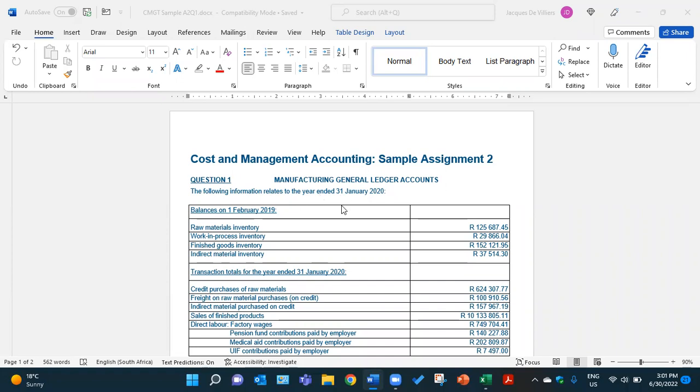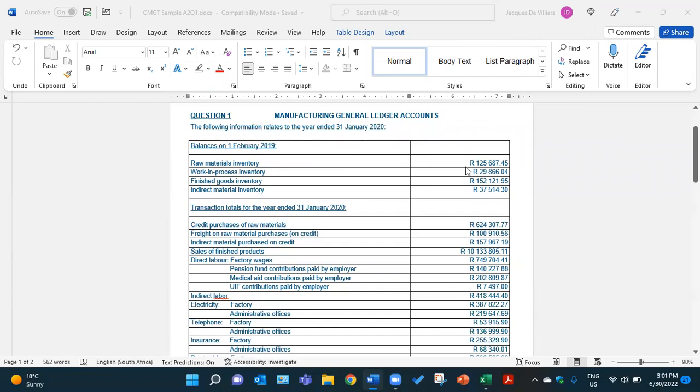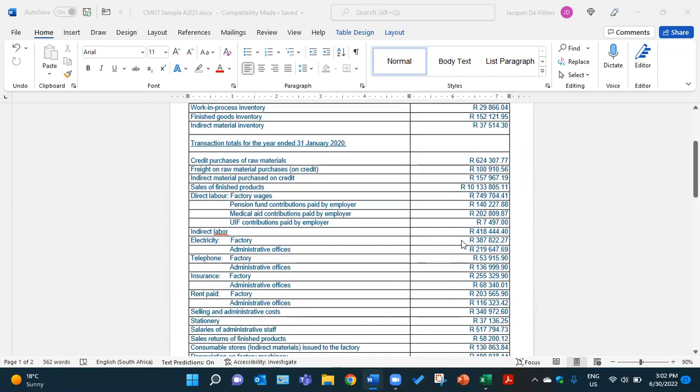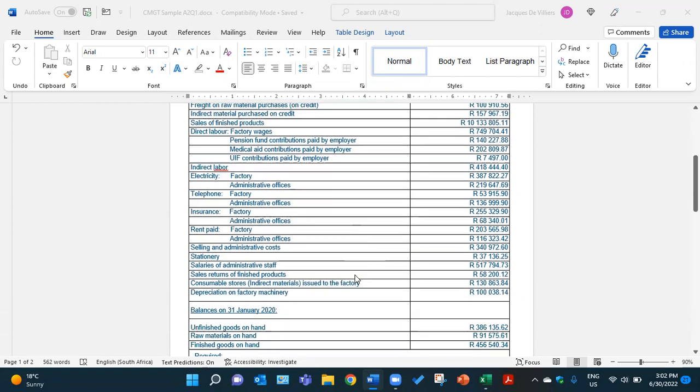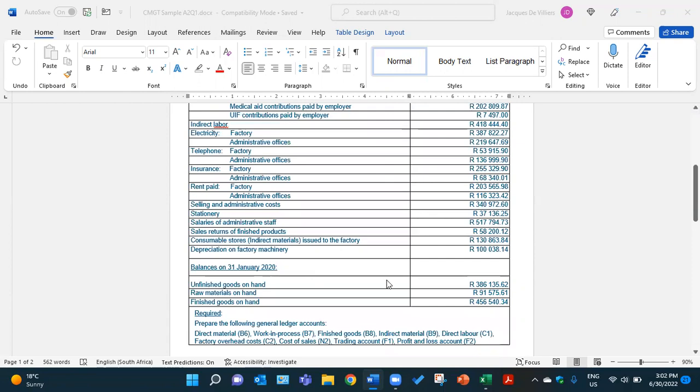And so we expect a lot of transactions that we are going to record in the general ledger to be recorded at this date, the last day of the year. And in this case, it's 31 January 2020. So what do they give you? They give you the balances of your raw materials, your work in process inventory, your finished good inventory, and your indirect material inventory. Then they tell you about the consolidated transactions or the summarized transactions for the year. And then they give you certain balances for the end of the year.